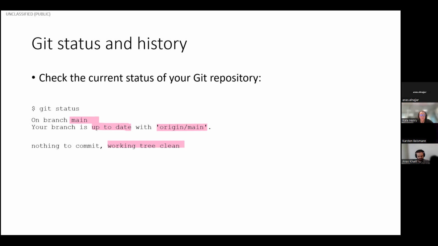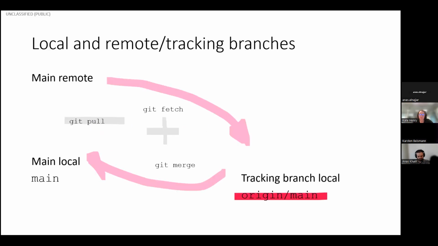Just as a brief summary here, we see here one branch, main. That's basically the name of the branch, and your branch is up to date with origin main. Just as a brief description of what that means. What happens in the background, without really going into details, is that Git works a bit like this. You have the main branch on the remote repository on GitHub. This is this part here.